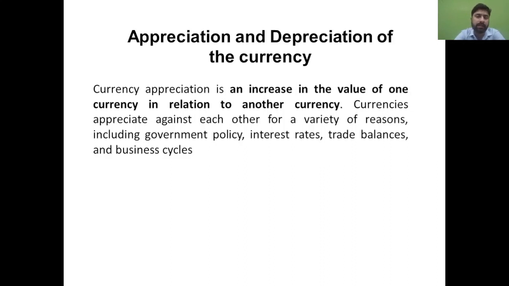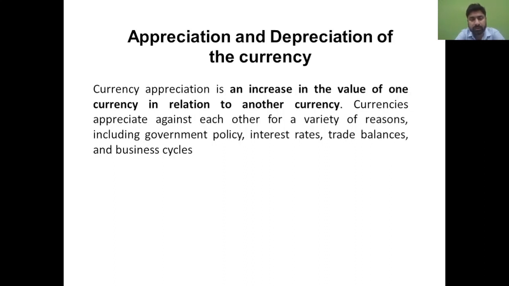Before that, let me give you some background again: currencies trade in a pair. One currency has a certain relation with the other currency, so they trade in a pair at a certain price, and that price is determined by demand and supply in the market. Over a period of time that price also changes, and many factors contribute to the change: the interest rates of the countries in which those currencies are issued, the government policies of those countries, trade balances and business cycles.